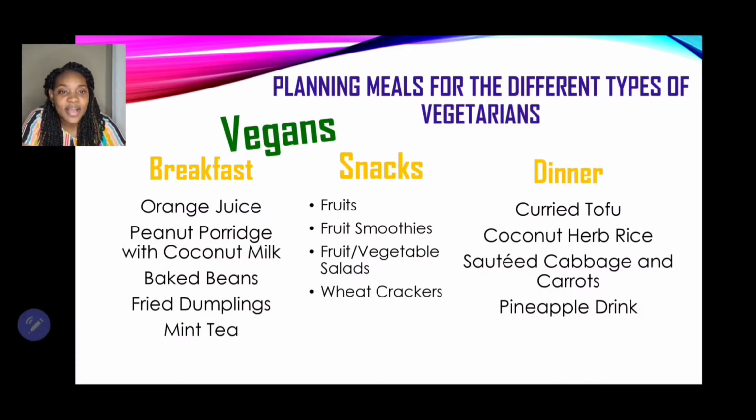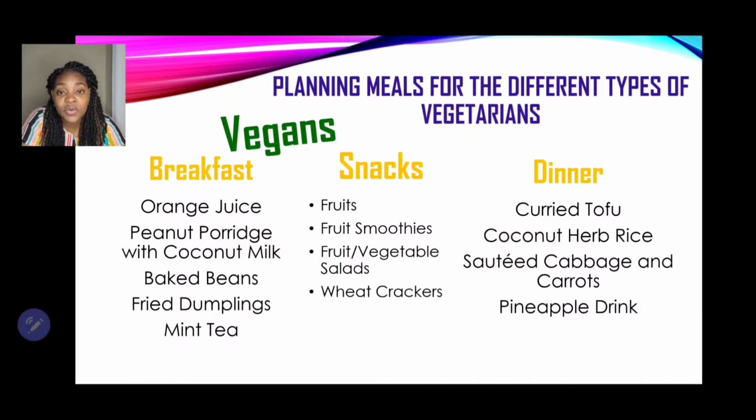Good. Now for the snack options, they could have fruits, fruit smoothies, fruit or vegetable salad, or some wheat crackers, right? And then for dinner, we have curried tofu. Now, those of you who are unsure, tofu is a textured vegetable protein, that acronym TVP, and it is manufactured from soybeans, right? So it's actually manufactured to look like a meat substitute, so to speak, right? So that would be their protein there.